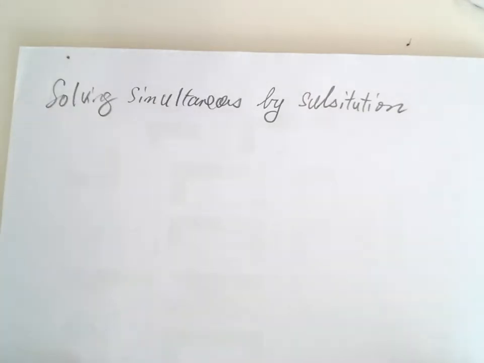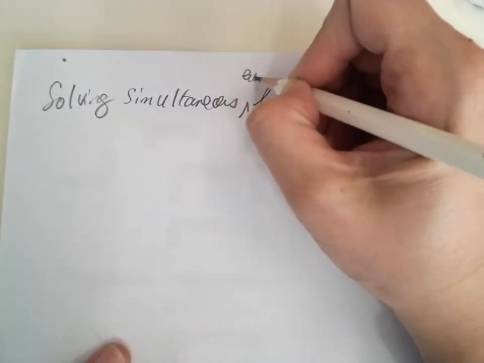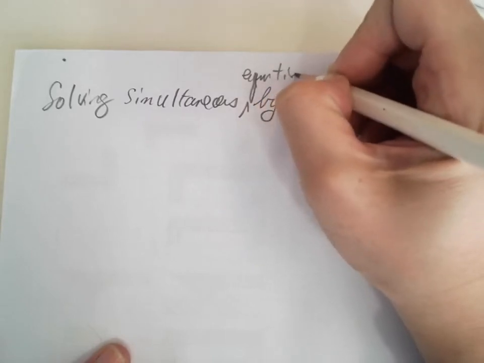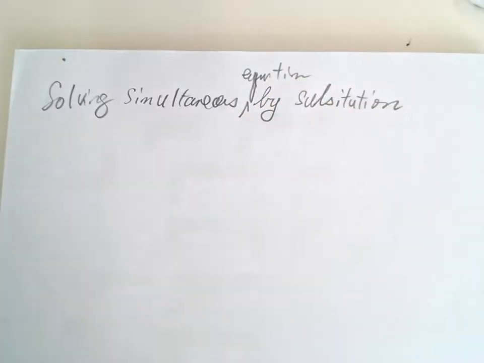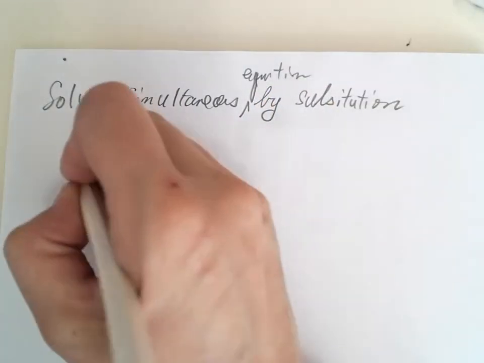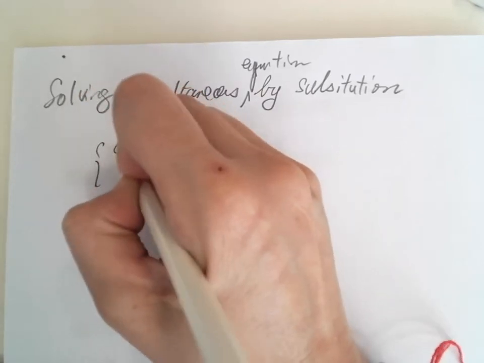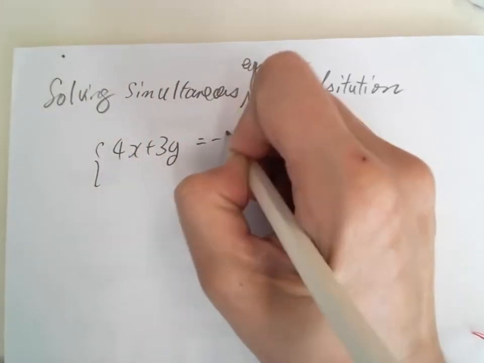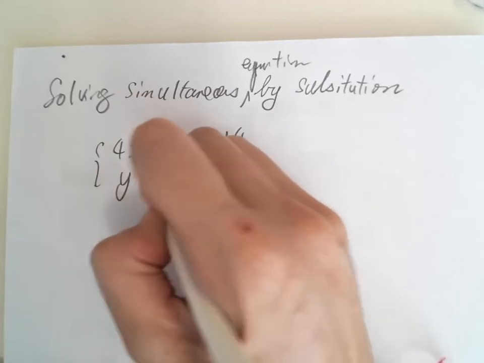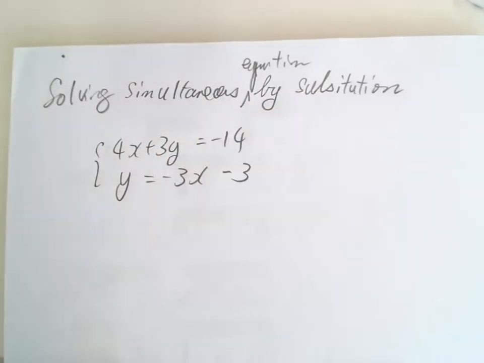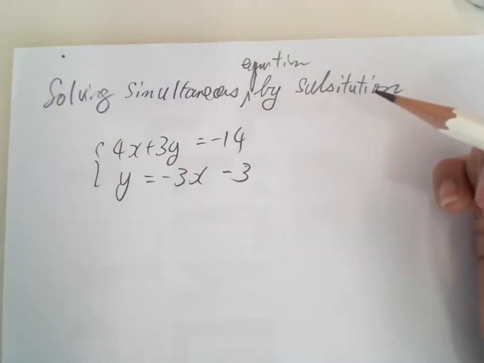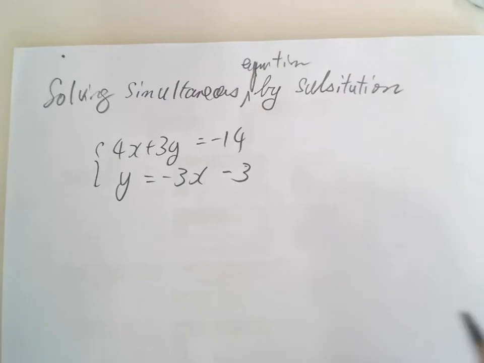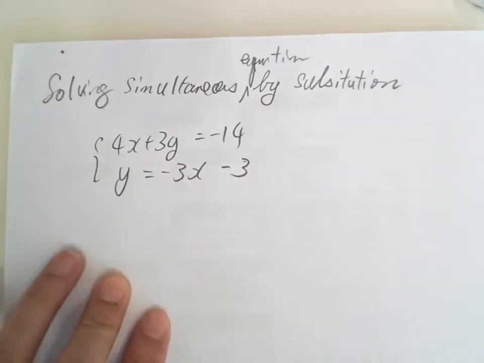All right, solving some simultaneous equations by substitution. So we need to substitute one thing into the other. For example, we've got 4x plus 3y equals negative 14 and y equals negative 3x minus 3. So we can do that by substituting inside. So let's do it.